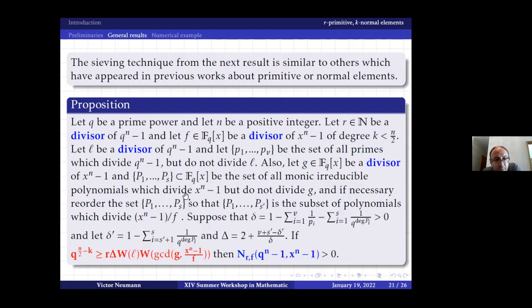And we reorder these polynomials such that the first of them divide (x^n - 1)/f. Okay, it is possible that s and s' are equal, or maybe s' is less than s. And we calculate this value delta. This is n minus this sum minus this other sum. And if this is greater than 0, so we must choose L and g such that this sum must be greater than 0.